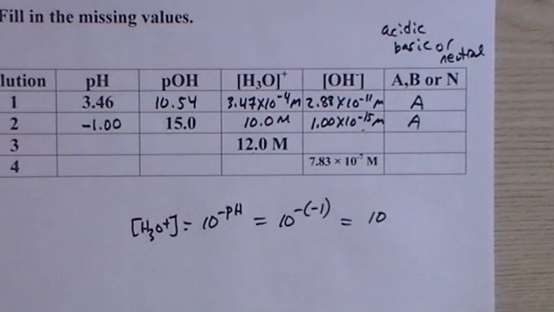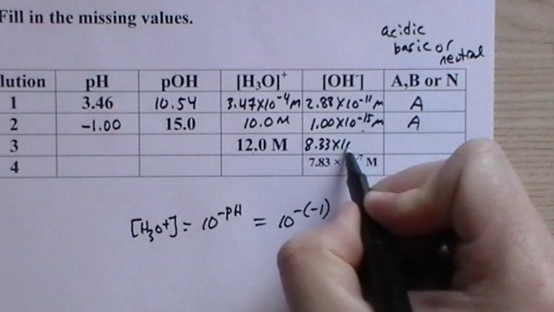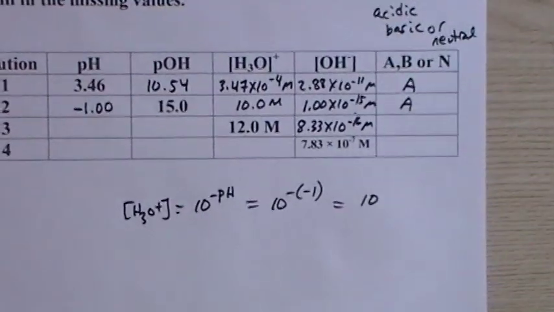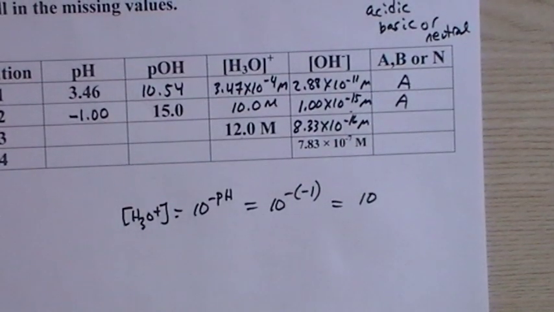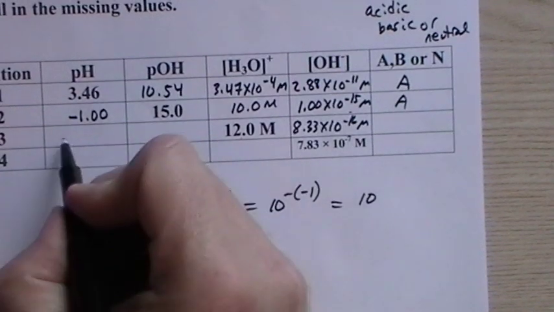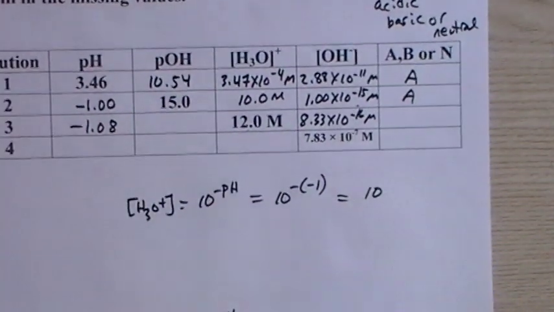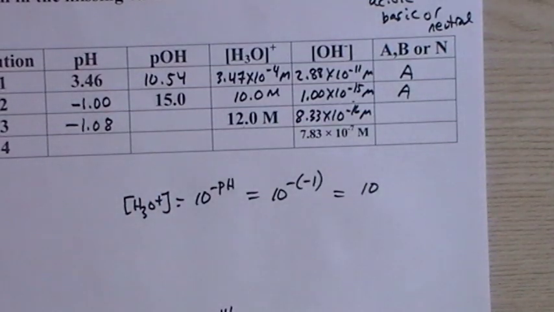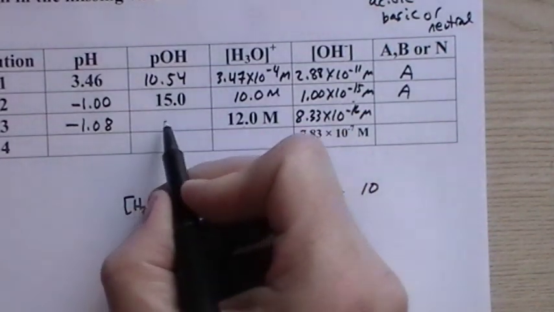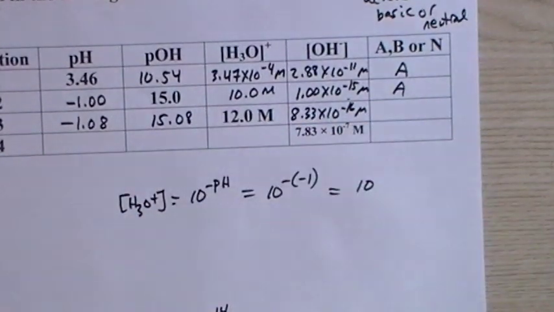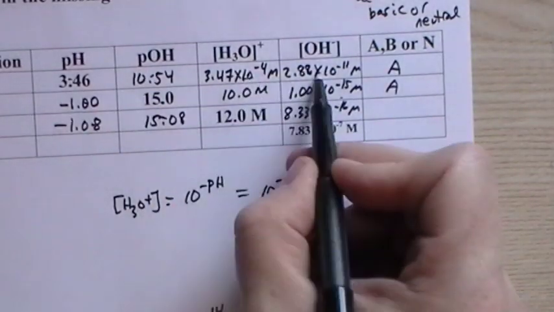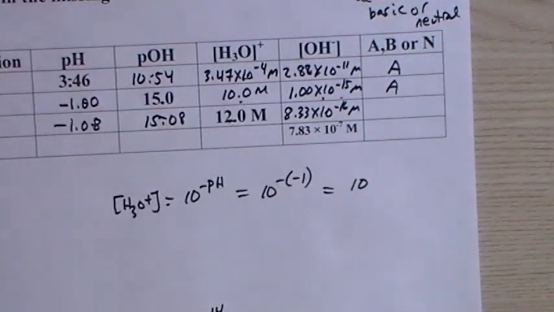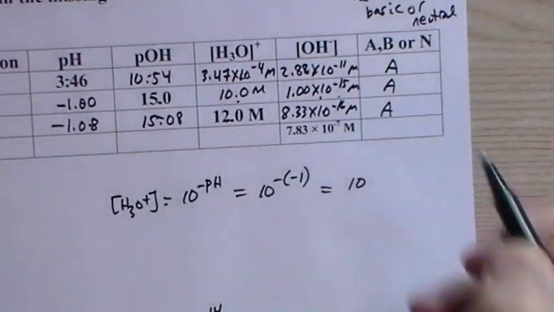Now we have the 12 molar. So what I do is take 1 times 10 to the minus 14 divided by 12. And this would be 8.33 times 10 to the minus 16 molar. For the pH, you would do 12, take the negative log of that. So this is 1.08, so again, a negative. And then for this one, this is going to have to be 15.08. Add these up, 14, 14, 14. Multiply these together, 1 times 10 to the minus 14, 1 times 10 to the minus 14, 1 times 10 to the minus 14. And this is again acidic. I mean, all of these are acidic.